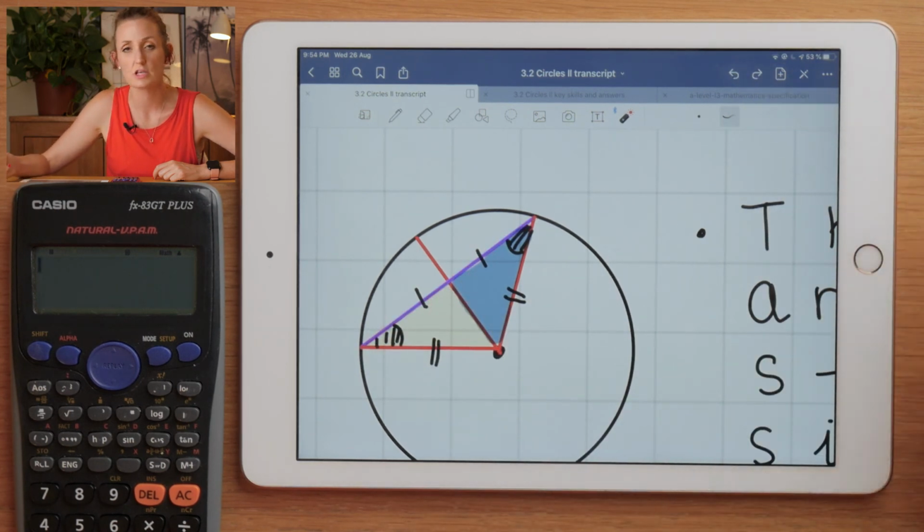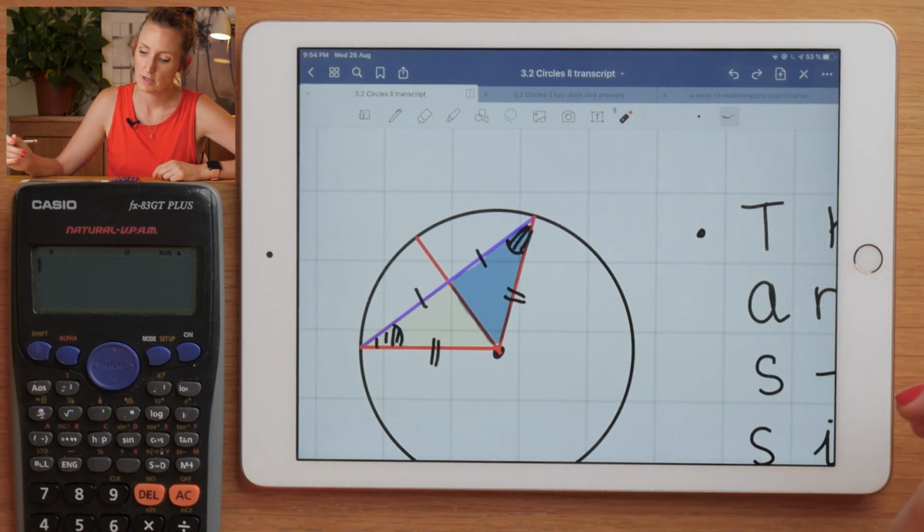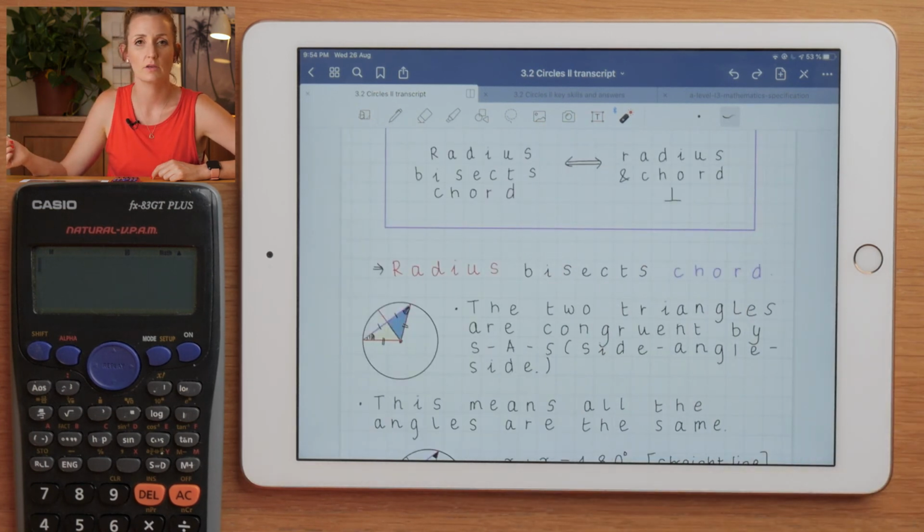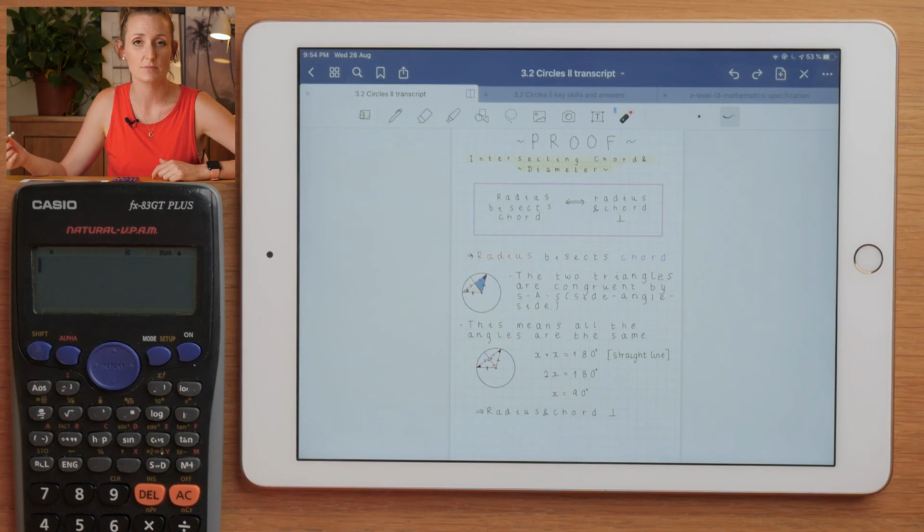So that concludes our proof. We proved it both ways round. Starting with a 90, we got it bisected, and starting with bisected, we got a 90. So in the next video, we're going to be looking at how we can apply this to exam style questions.